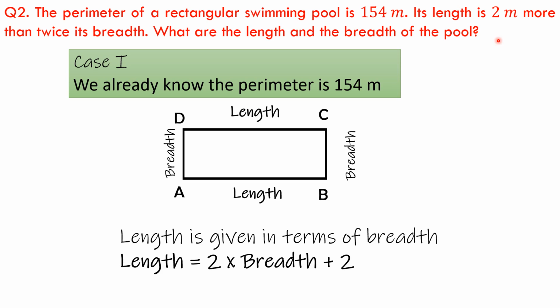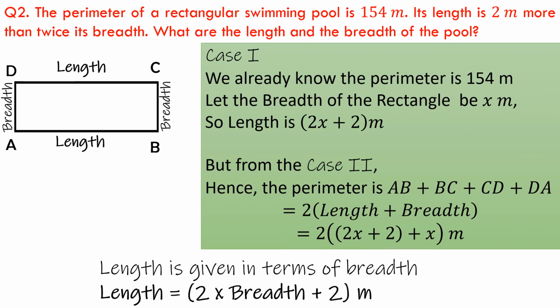If we rephrase the question, then in first case, the perimeter of the rectangular pool is 154 meter. And in the second case, for the same pool, it is also given that the length is 2 meter more than twice its breadth. So length is given in terms of breadth. Length equals 2 into breadth plus 2 meter. So let the breadth of the pool be x meter. Hence length equals 2x plus 2 meter.